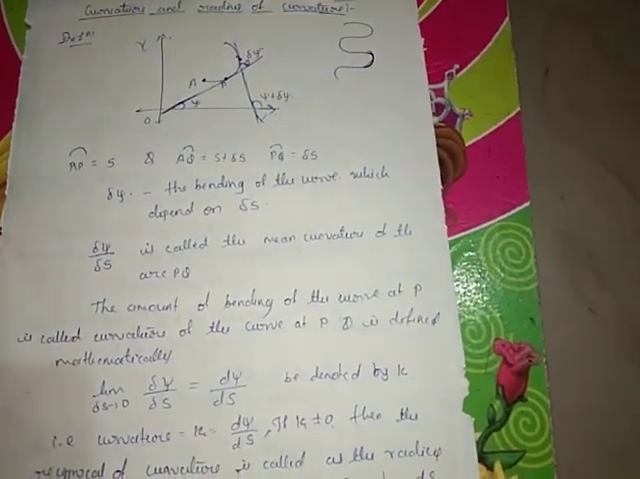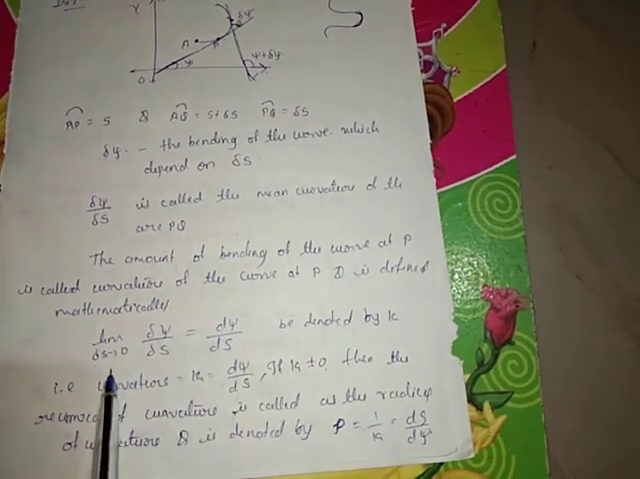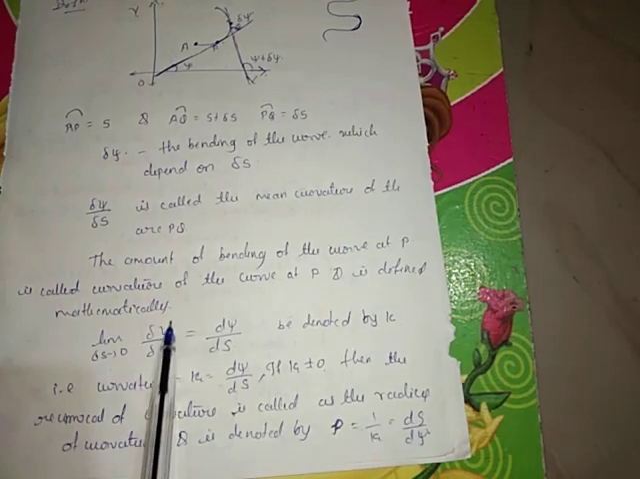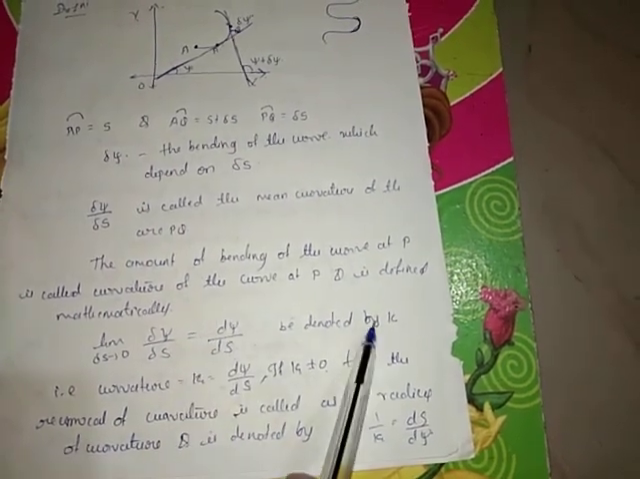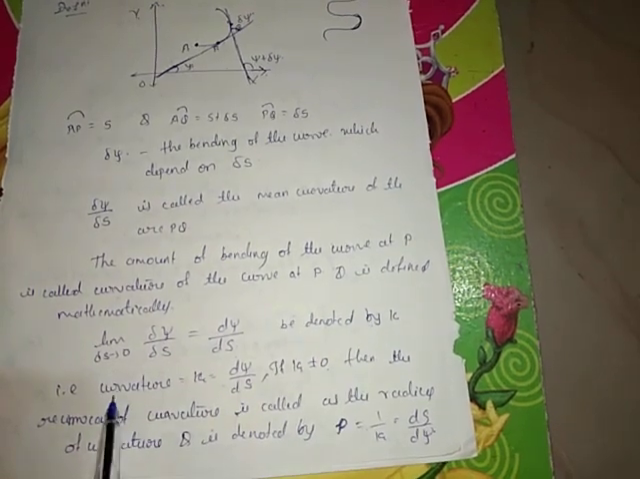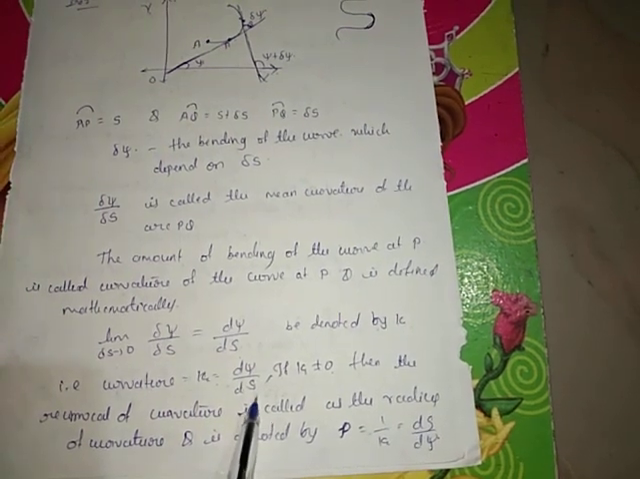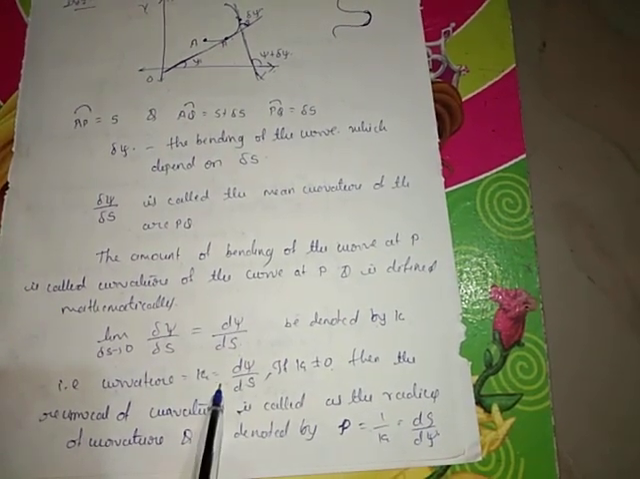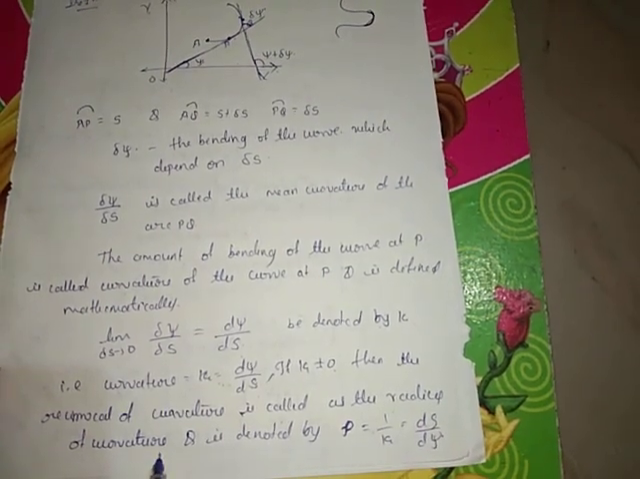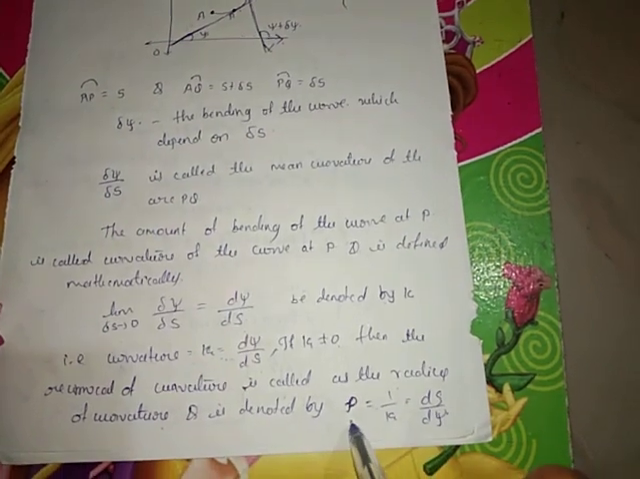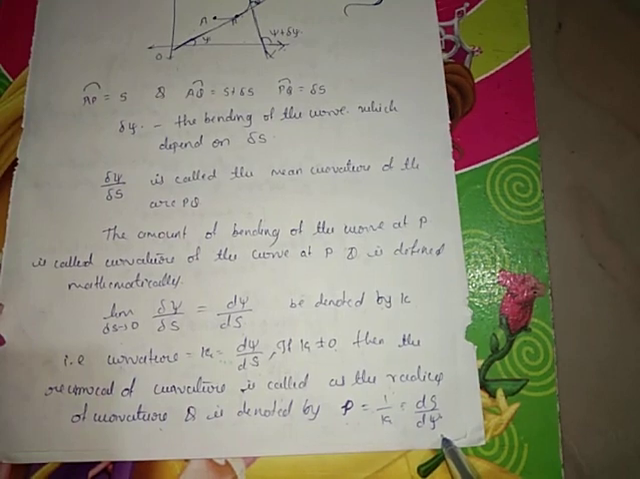The amount of bending of the curve at the point P is called the curvature of the curve at P, and that is defined mathematically as the limit as delta s tends to 0 of delta xi by delta s, which equals d xi by ds. This is represented by k. Therefore curvature k equals d xi by ds. Suppose k is not equal to 0, then the reciprocal of this curvature is called the radius of curvature, denoted by the symbol rho. Rho equals 1 by k equals ds by d xi.